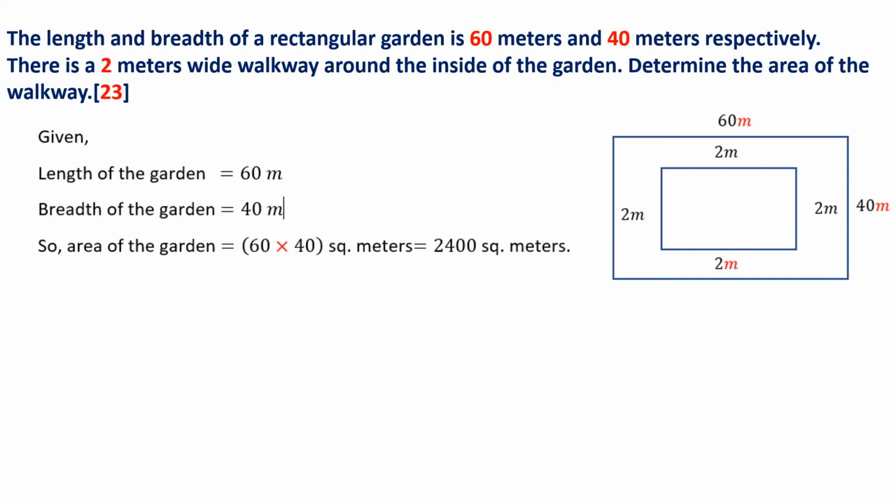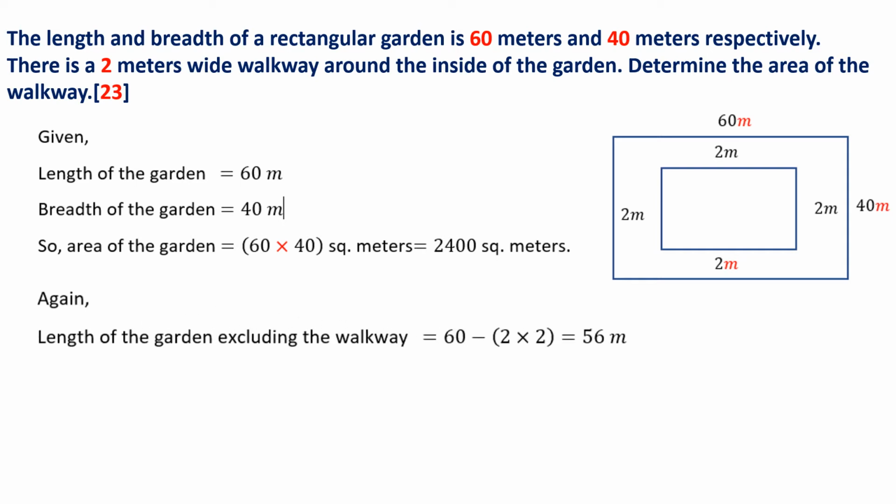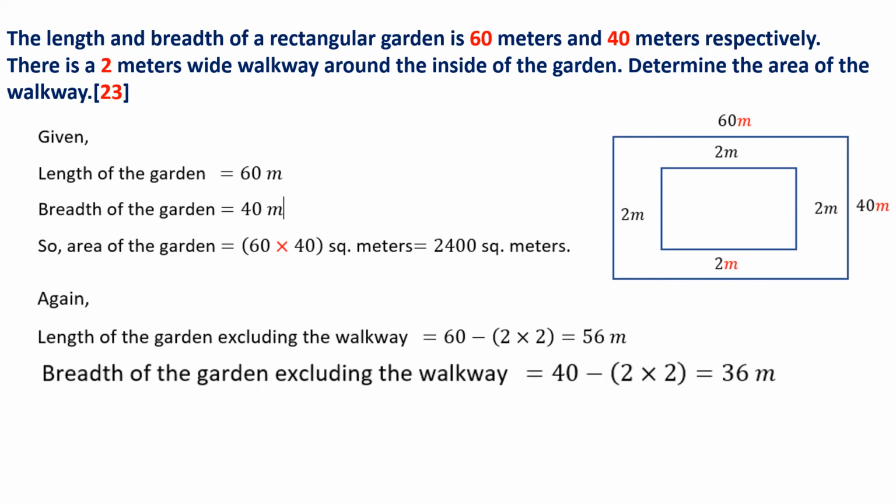The length of the garden is 60 meters, the breadth is 40 meters. So the area of the garden is 60 times 40, which is 2400 square meters. Now the length of the garden excluding the walkway: you must subtract not just 2 but 2 times 2, because on your right you have 2 meters and on your left you have 2 meters. So the remaining part is 60 minus 2 times 2, which is 56 meters. The breadth excluding the walkway is 40 minus 2 times 2, which is 36 meters.